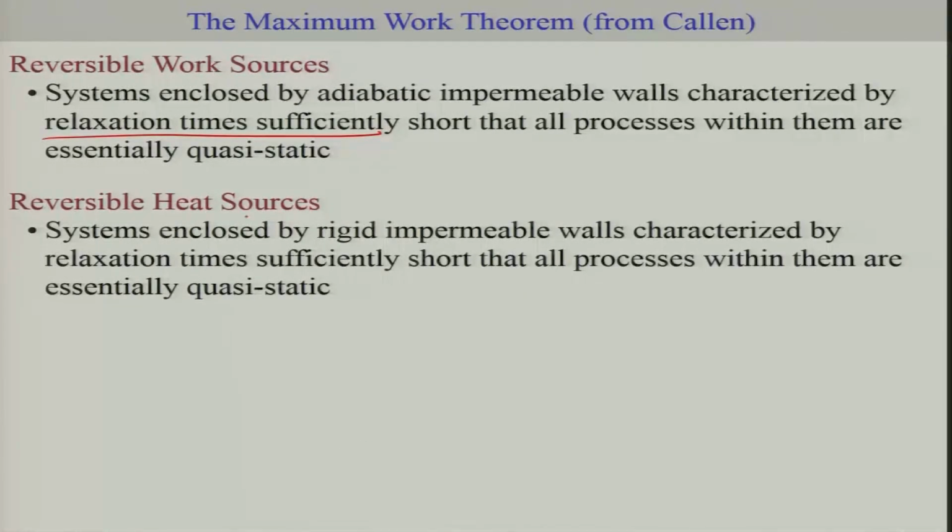Similarly, the reversible heat sources can be defined as the following: a system enclosed by rigid impermeable walls characterized by a relaxation time sufficiently short such that all processes within them are essentially quasi-static. Okay. So, one deals with the adiabatic impermeable wall, there is no heat interaction as far as the work device is concerned. The other talks about rigid impermeable wall, that means there is no movement of the boundaries when it comes to heat sources. Okay. But both of them should have relaxation time sufficiently short, so that they can be considered as quasi-static.